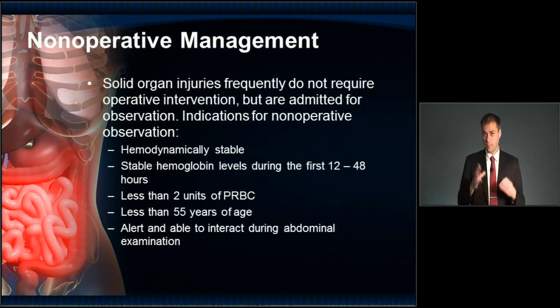Overall, a patient may be admitted non-operatively if they remain hemodynamically stable, if their hemoglobin levels remain stable for the first 48 hours, if they need 2 units or less of packed red blood cell, if they're less than 55 years of age, and if they have no distracting injuries and can cooperate with their abdominal assessment. If they fit those categories, then they're more likely to be admitted for non-operative management of a known solid organ injury.